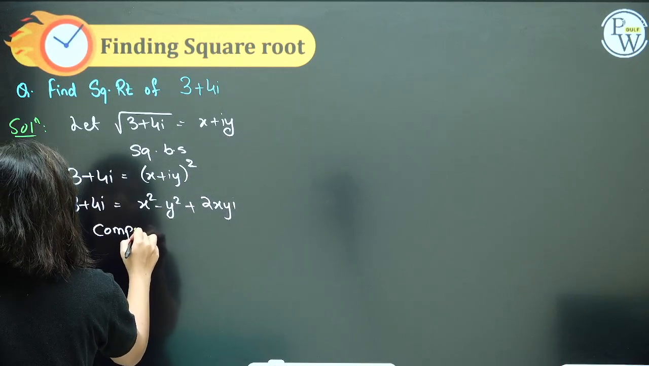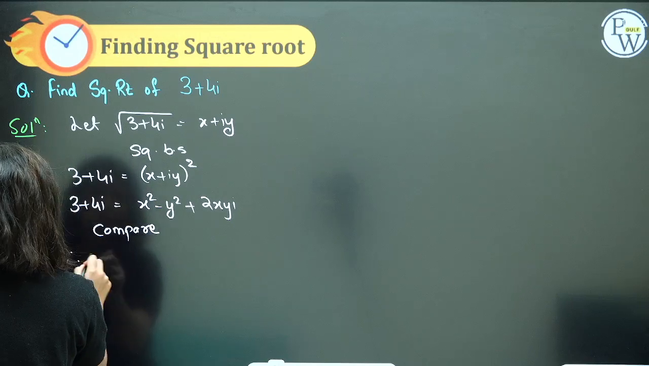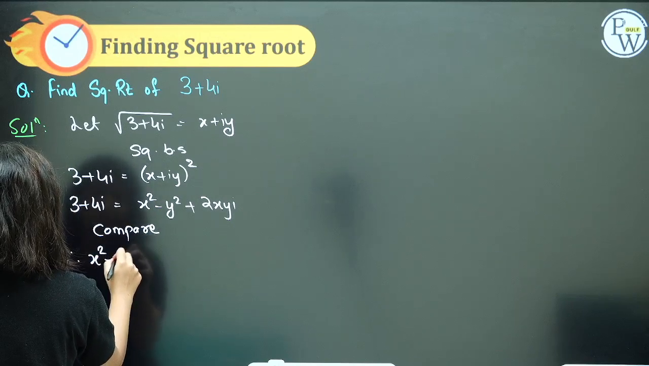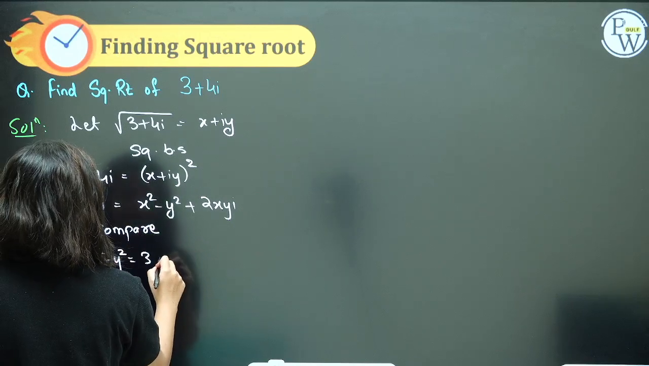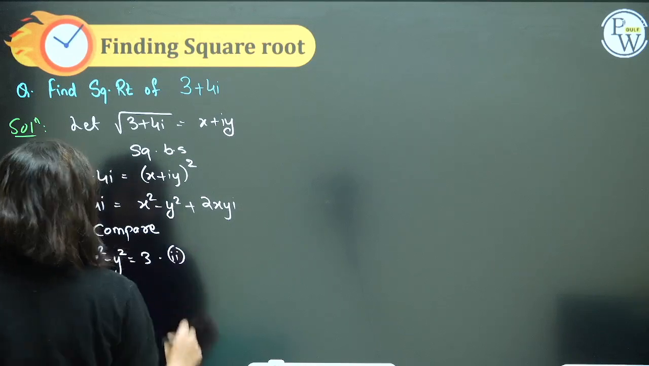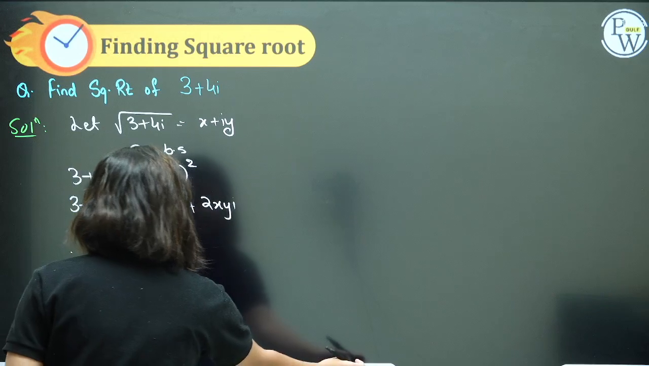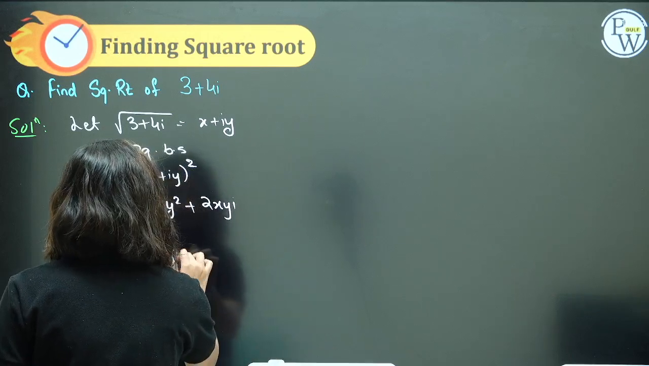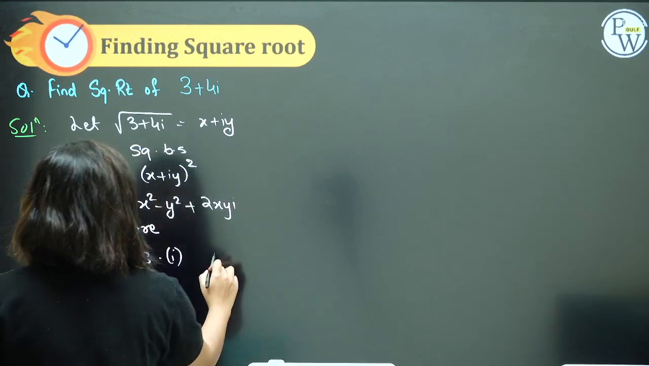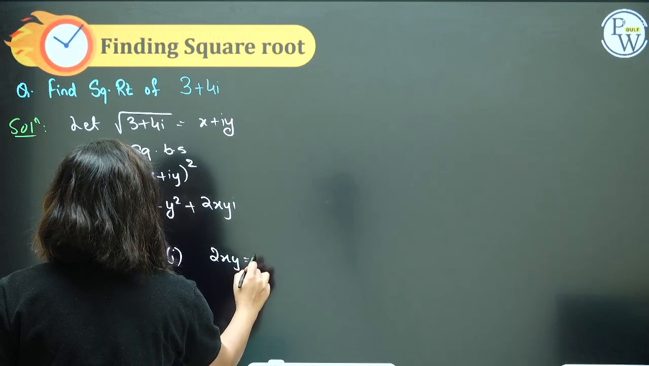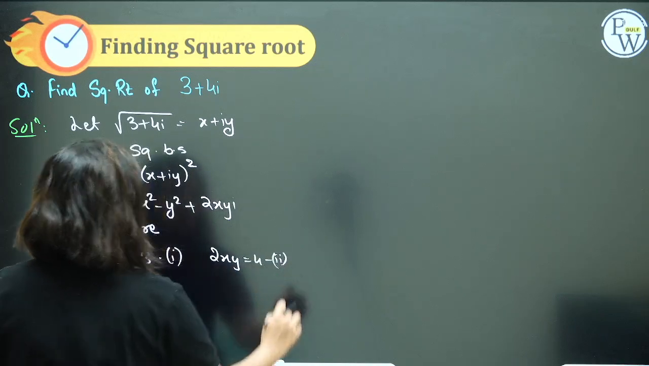Compare the real parts and imaginary parts. You will get x square minus y square is equal to 3. That's your equation number 1. We have got the first equation. And imaginary parts, 2xy is equal to 4. Second equation. Got the two equations.